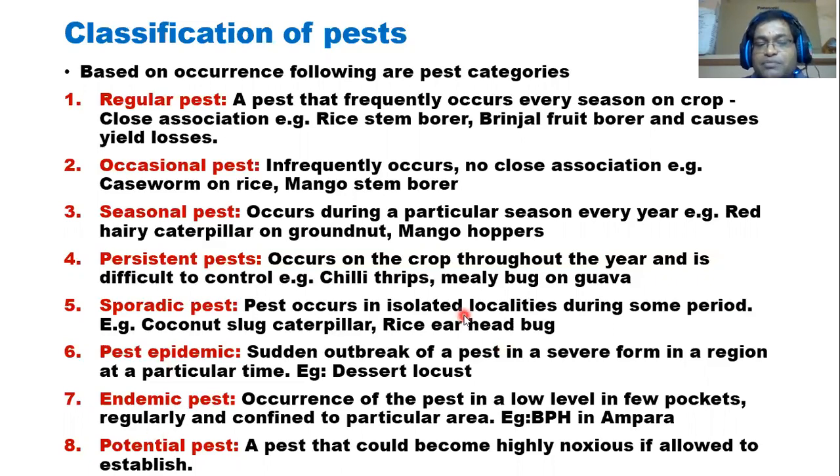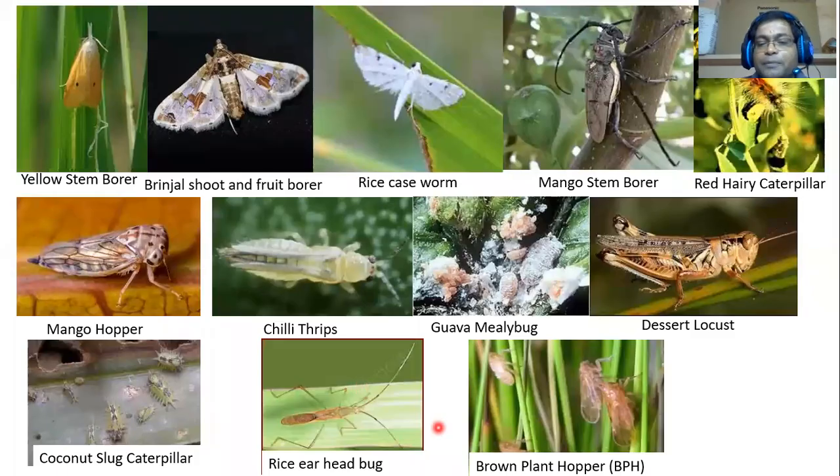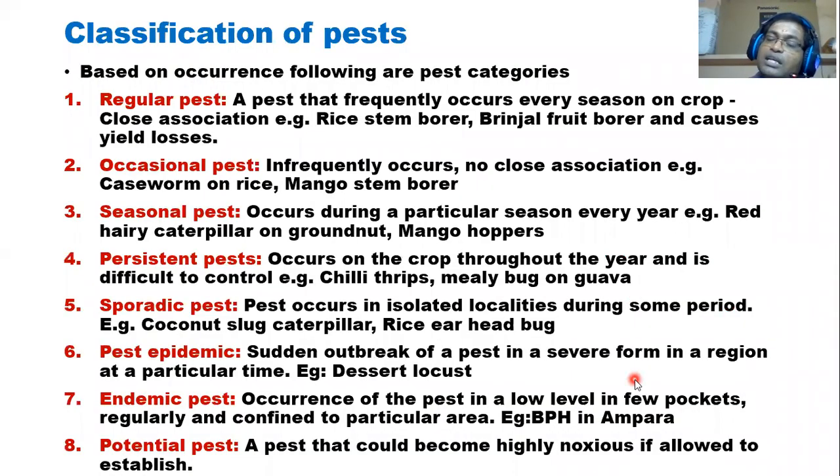This is called a pest epidemic. Endemic pest means only certain parts of the country will be attacked, not other areas. For example, take brown plant hopper. You can cultivate paddy all over Sri Lanka, but you can expect brown plant hopper attack only in some districts. For example, nowadays it is a very big problem in Ampara, maybe due to the congenial conditions present in the Ampara area and the cultivars selected by the farmers. These are endemic pests.